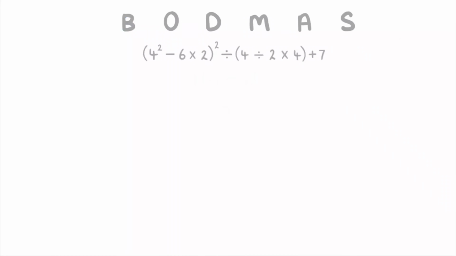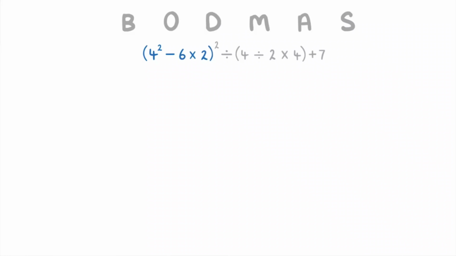Let's try one more. So first of all, we need to look for any brackets. And this time there are 2 sets of brackets. So we'll have to look at one of them and then the other one. It's completely up to you which one you want to do first. But in general, I would say it's just easier to start on the left and then work to the right. So we'll start with this one on the left.